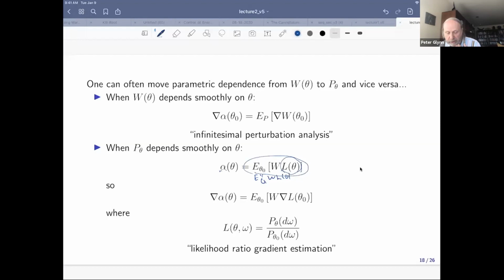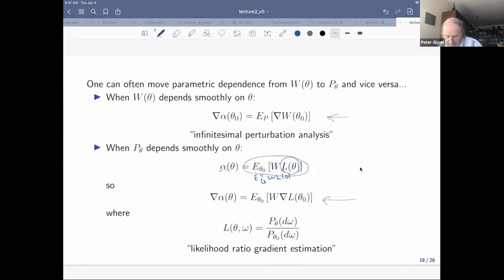Now, I should say a little bit here that in general, the conditions under which you can interchange the expected value and the gradient, those conditions are very, very weak in the setting of this interchange. So it's almost always the case that this limit interchange is valid. It's not anywhere near as often the case that you can interchange the gradient with the expected value when the parametric dependence is sitting in the W random variable.